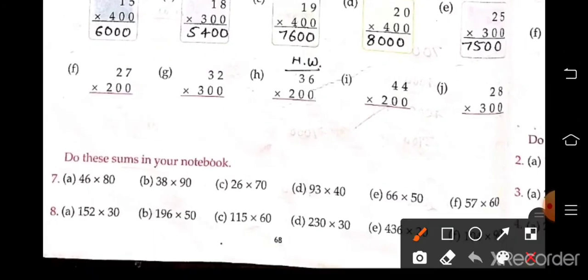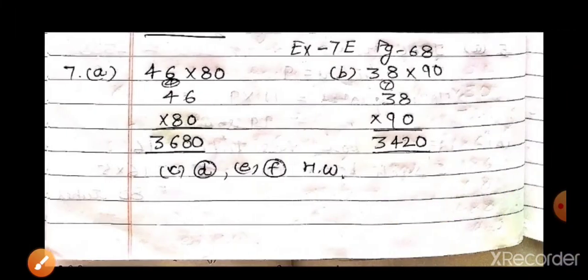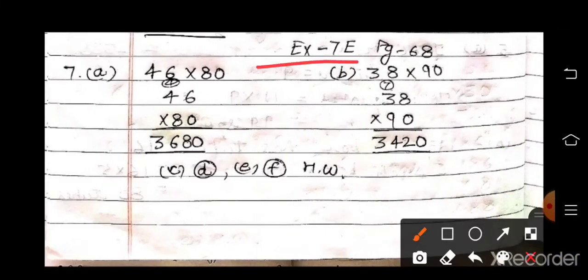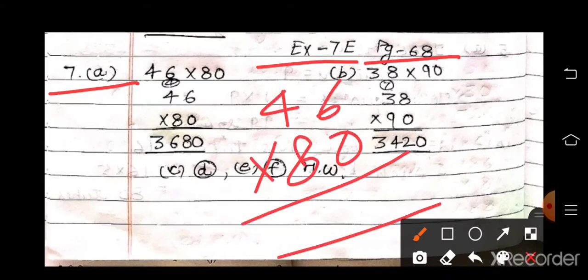Now question number 7, do these sums in your notebook. So take out your notebook, write exercise 7E, page number 68. First question, A question, 46 multiply 80. So write this 0 at the last. 8 6s are 48. 8 carry 4. 8 4s are 32 and 4, 36.